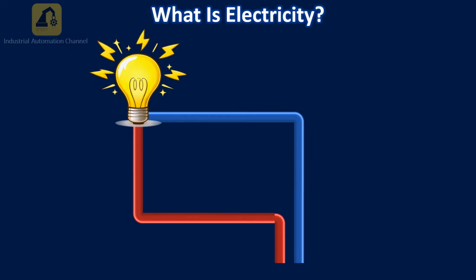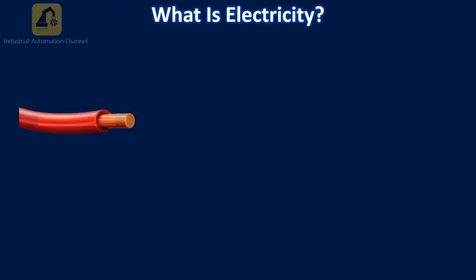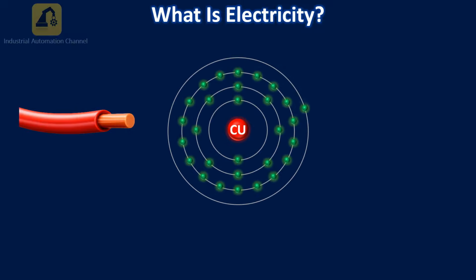Now here's the next important question. If electricity is electrons moving, what makes them move in the first place? Who starts the movement? A battery can do it. And the grid can do it too. Let's see how. As you know, copper wire is made of copper atoms, and copper naturally has electrons that can move around inside the metal. So the wire is like a tube that is already full of electrons.